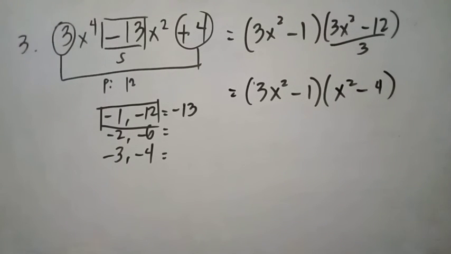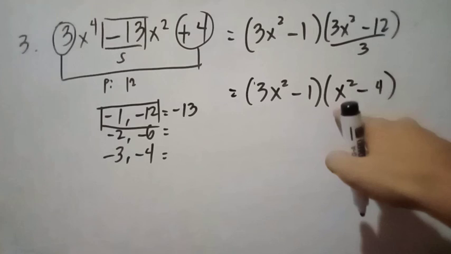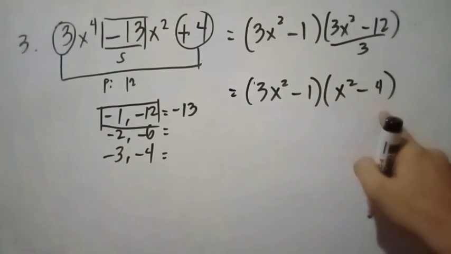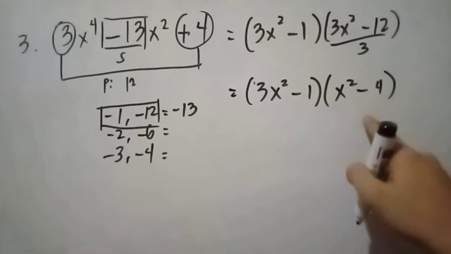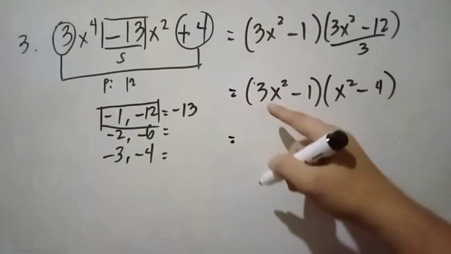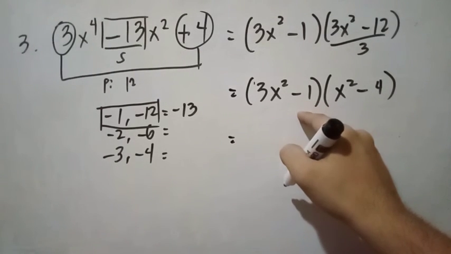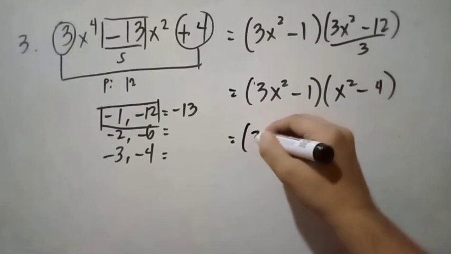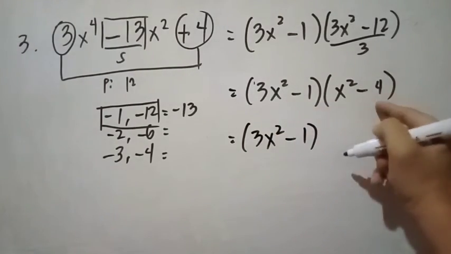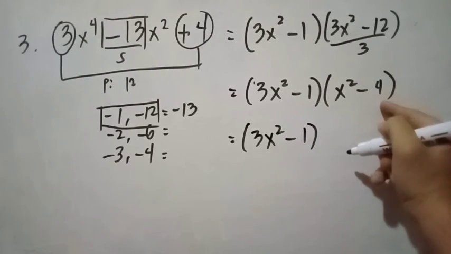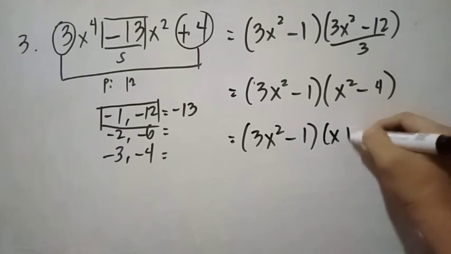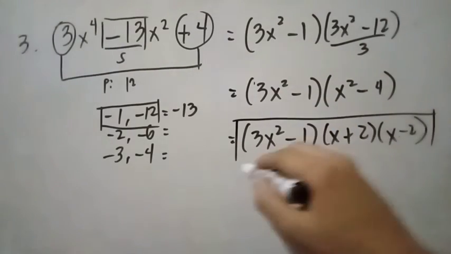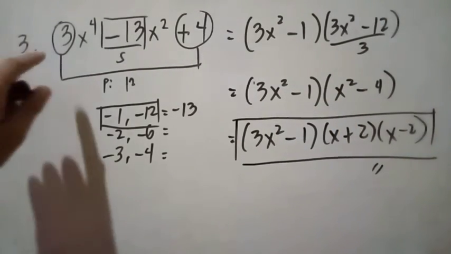And take note, hindi pa rin tayo tapos. Bakit? Itong x squared minus 4, ito ay difference of 2 squares. So ibig sabihin nun, pwede pa itong ma-factor. Ito, di naman ito difference of 2 squares kasi hindi naman perfect square si 3 eh. So, dyan lang yan. Pero dito, difference of 2 squares siya, so pwede siyang i-factor as x plus 2 and x minus 2. And this is the complete factorization of the given expression.